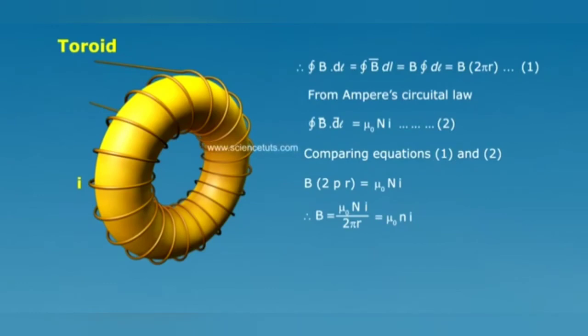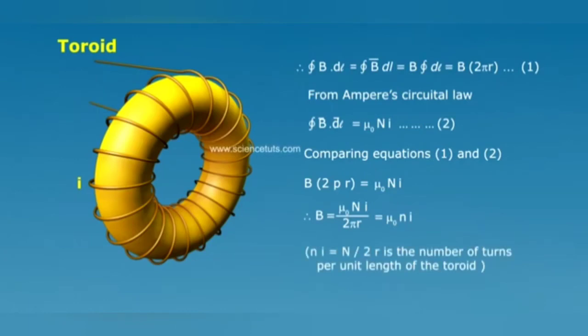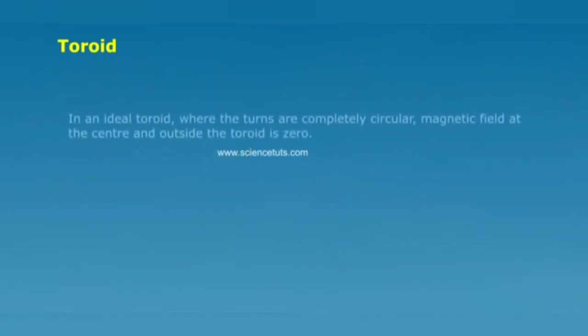So here N is n into L. L is 2 pi r. 2 pi r, 2 pi r cancels. So again it is mu naught n I. Don't get confused with this. It's already clear in the derivation. You can do it like that.